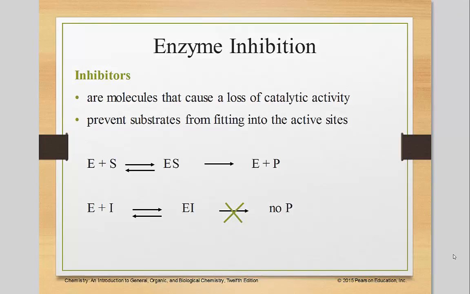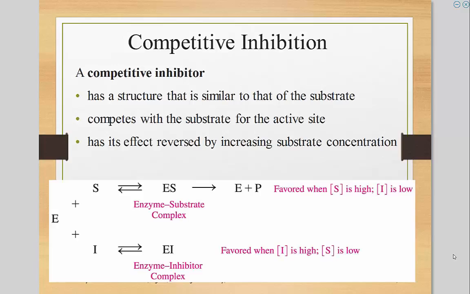Inhibitors are molecules that cause the loss of catalytic activity. They prevent substrates from fitting into the active sites where the reaction actually occurs. A competitive inhibitor actually gets in the way. It competes with the substrate, hence the term competitive. It has a structure similar to that of the substrate. It competes with the substrate for the active site and has its effect reversed by increasing the substrate concentration.